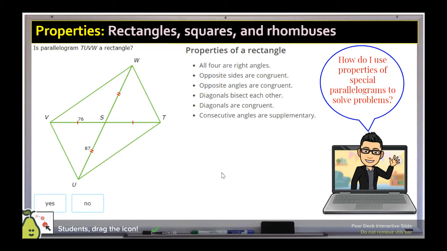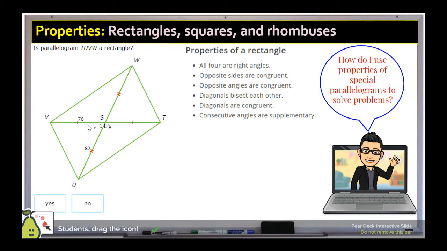Let's take a look at this first example, okay? So you are given the pieces of the diagonal. VS is 76 and SU, or US, is 87. And you got these markings here where this half is equal to this half and this half is equal to this half, and it's asking you, is that enough to say that it is a rectangle? So let's check the properties real quick.